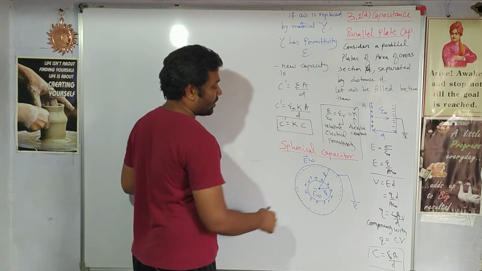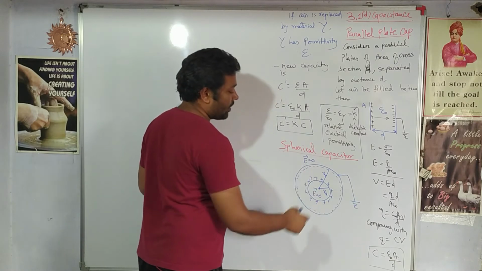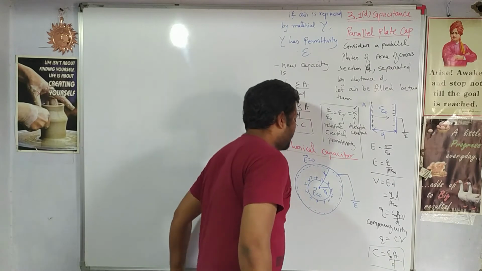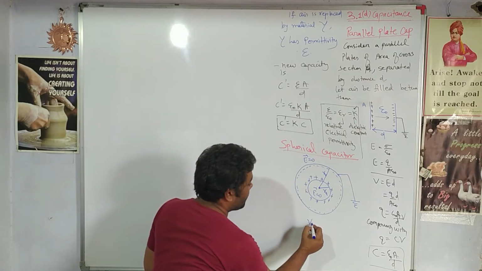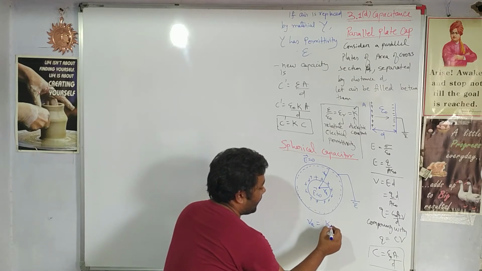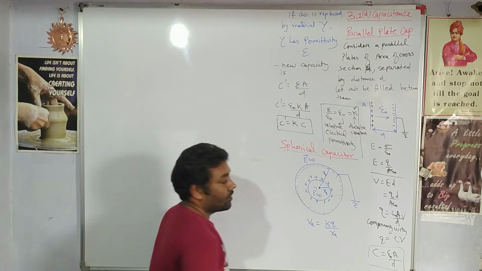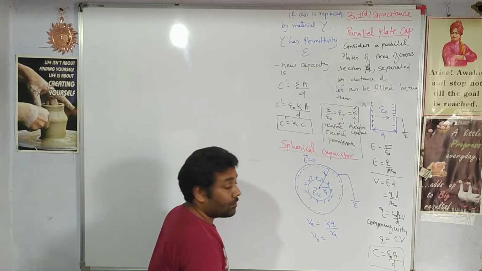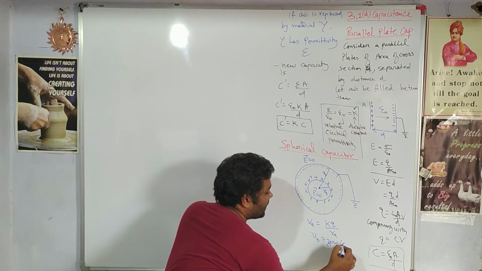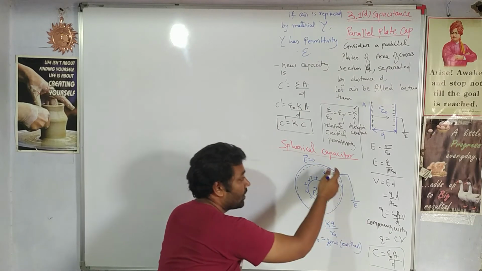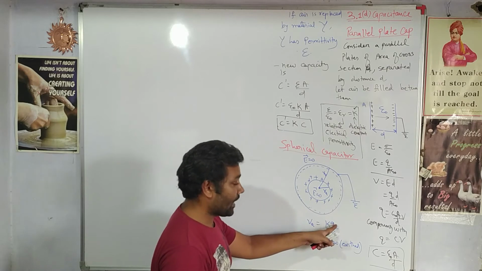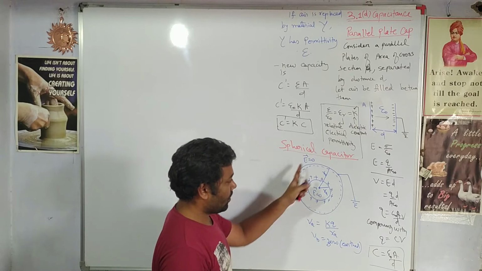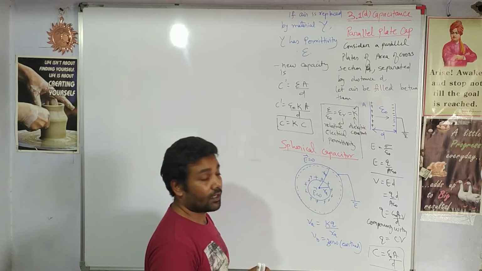Coming back to our derivation, what will be the potential on A? The potential on A will be KQ by R, right? What will be the potential on B? The potential on B is 0. The reason is it is earthed. When it is earthed, it cannot have any charge, and when the charge is 0, the potential will also be 0. So the potential of this conductor is 0.